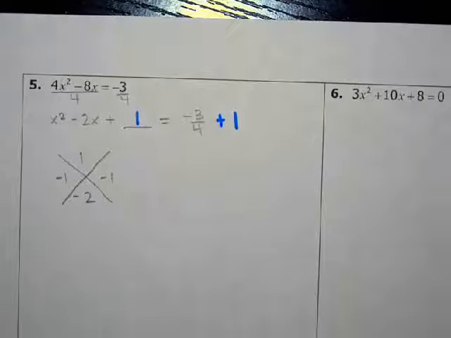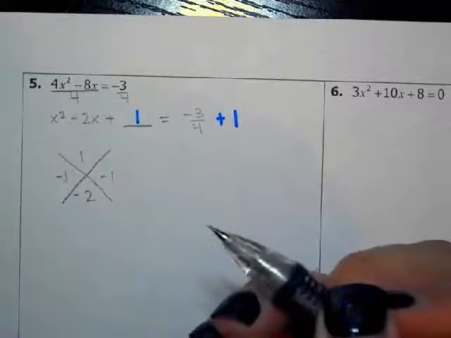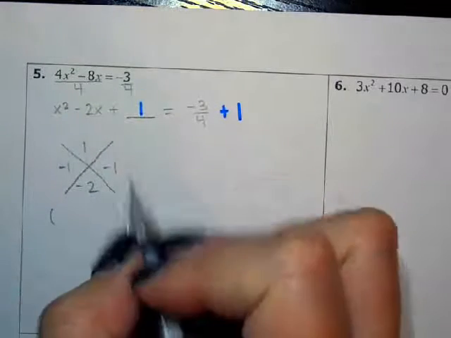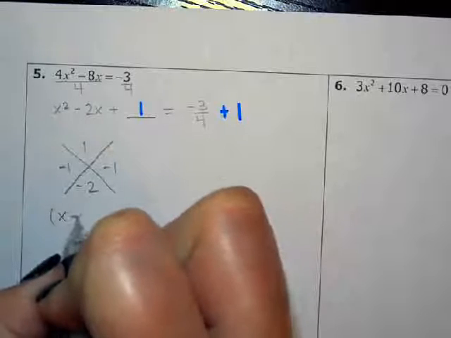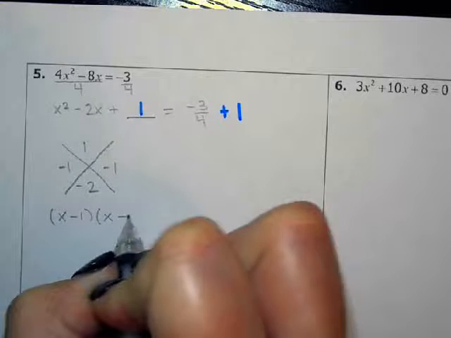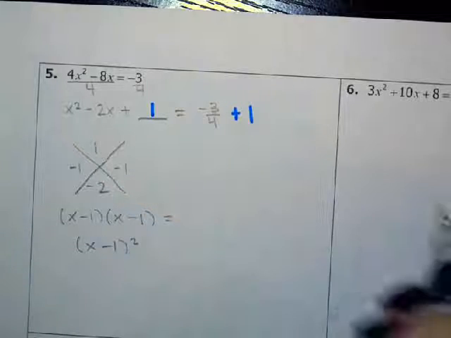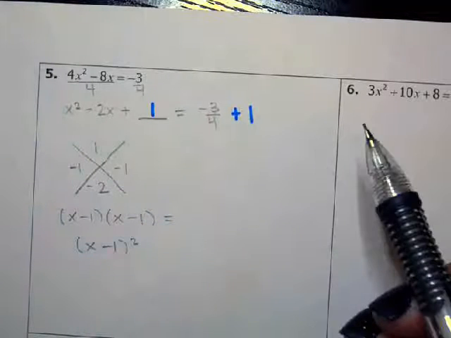All right, so if we write this in factored form, what do we have? Ooh, you went right there. Okay, x minus 1 squared. What's negative 3/4 plus 1? 1/4. Okay, 1/4. That's not too scary.